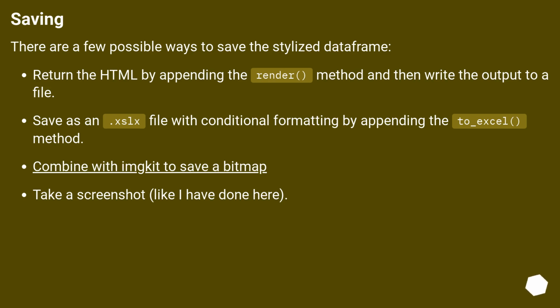Saving. There are a few possible ways to save the stylized data frame. Return the HTML by appending the render method and then write the output to a file. Save as a .xlsx file with conditional formatting by appending the to_excel method. Combine with imgkit to save a bitmap. Or take a screenshot, like I have done here.